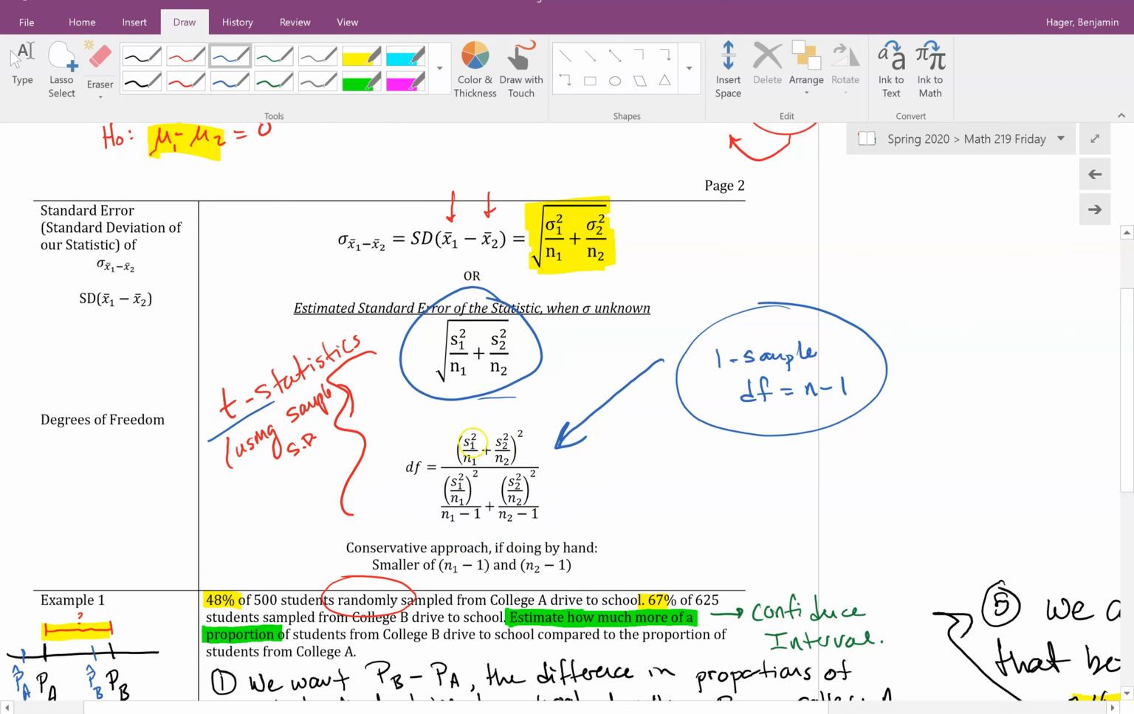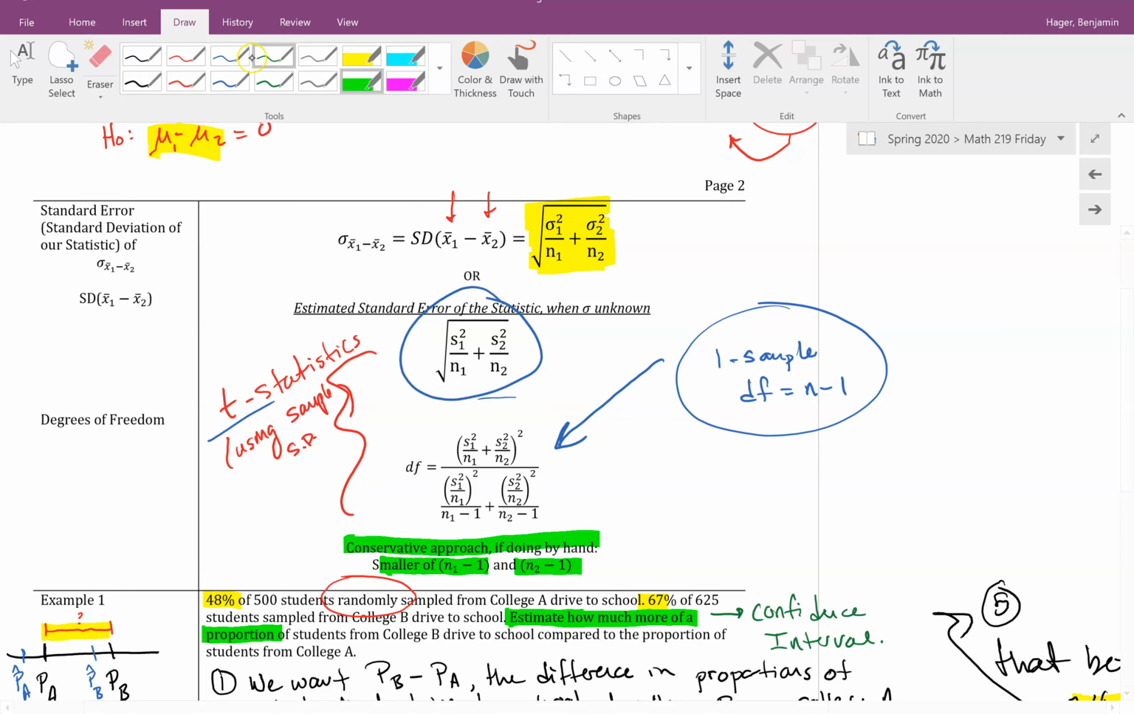S sub 1 is the standard deviation of data set 1, and N sub 1 is the sample size of data set 1. And the same for S sub 2 and N sub 2. So it's a gnarly looking formula. Now if you're doing it by hand, the conservative approach is just take the smaller of these two.